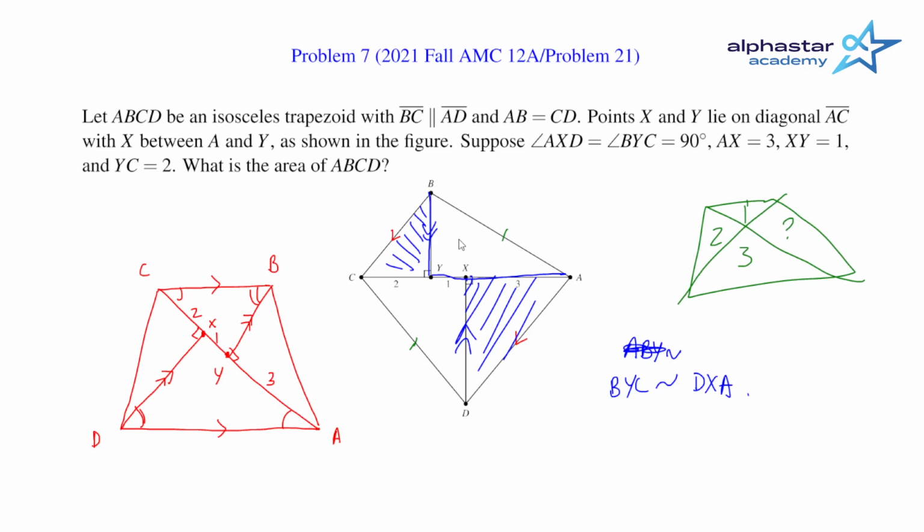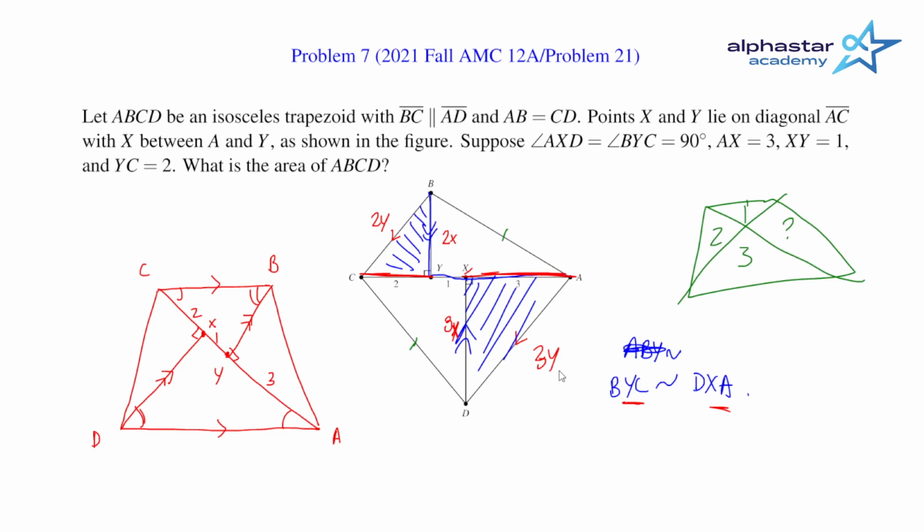What else do we know about them? Well, we know that these two sides are corresponding. CY and AX here are corresponding, and they're in the ratio 2 to 3. So that actually tells us that these two, BY and DX, which are also corresponding, are in the ratio of 2 to 3, which we can call 2x and 3x, and similarly we can call this 2y and 3y.